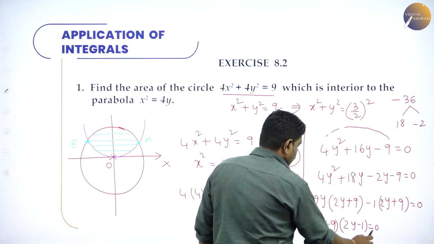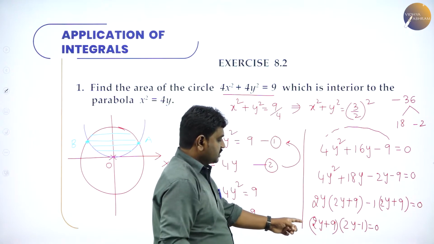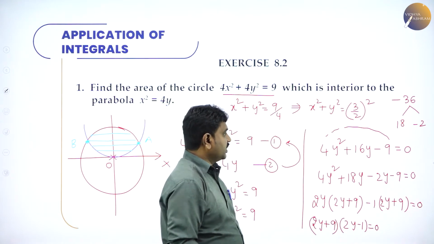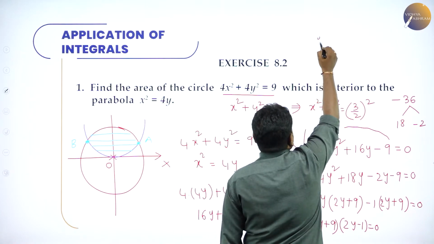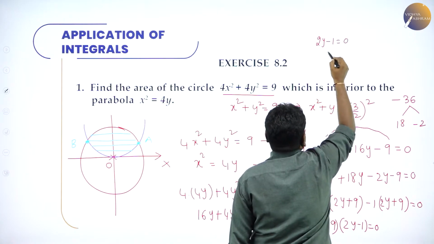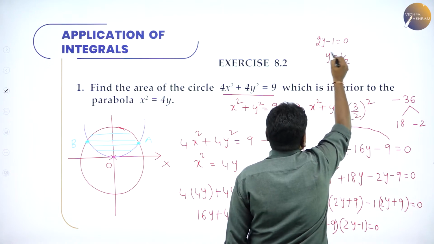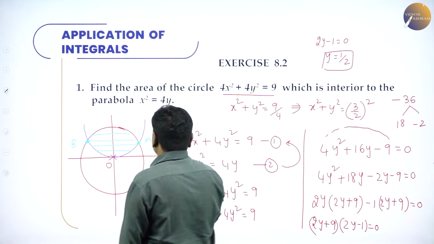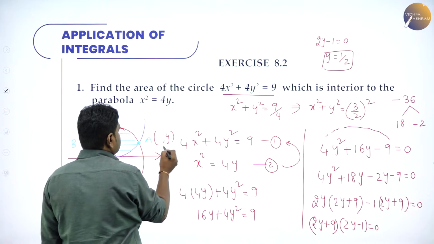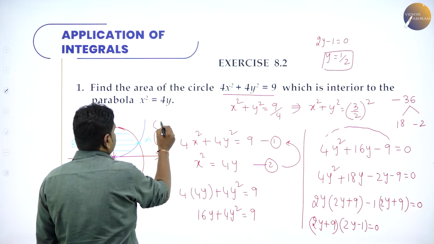So if I equate, I will get two values. One is negative, one is positive. I will take one value, that is sufficient. I will take 2y minus 1 equal to 0. So I will get y value 1 by 2. You know point means x comma y. So here I got y as 1 by 2.